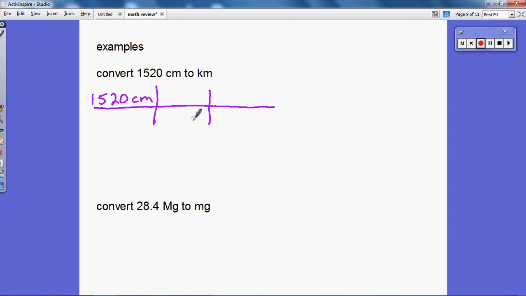We need to get rid of our centimeters, so we put it on the opposite side of the line so that they'll cancel out. We're going to have an intermediate step to go back to our base unit, but this isn't where we're going to end. We need to end with kilometers, so we need to get rid of meters. We're now going to go to our conversion factors. We know that 1 meter is 100 centimeters, and we know that 1 kilometer is 1,000 meters.